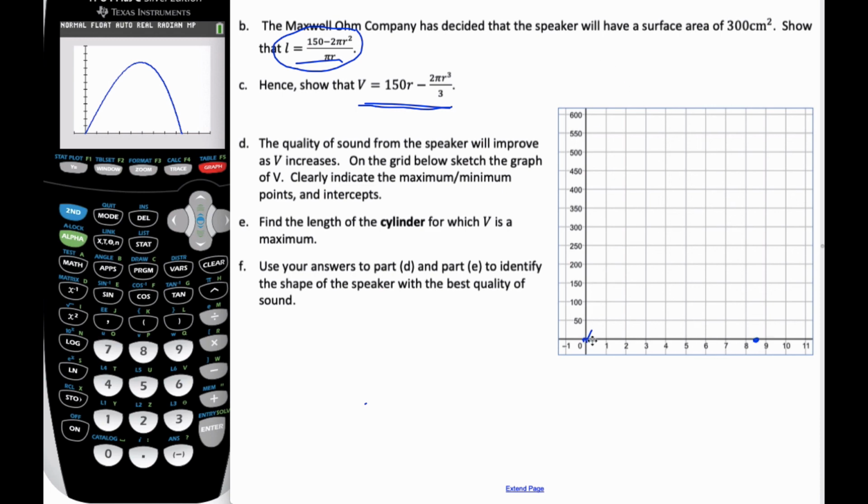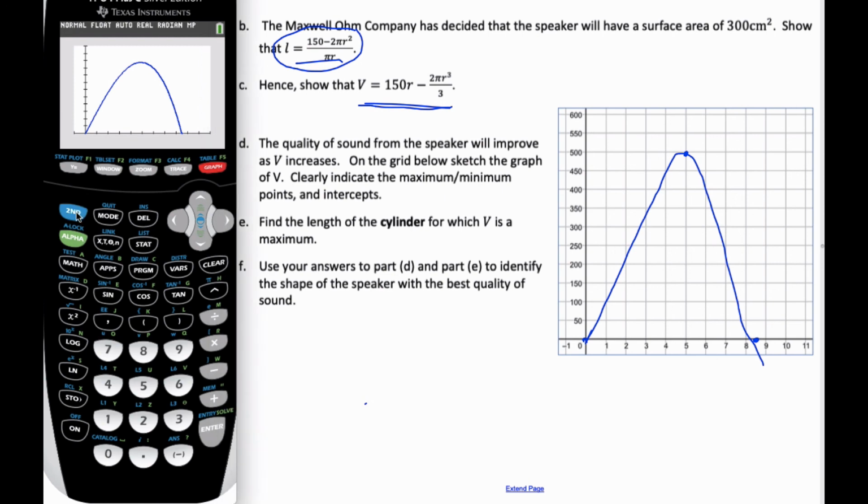It's here at 0, 0. The maximum is at about 1, 2, 3, 4, 5, and up to here about 500. So 5 and 500-ish. So somewhere around here. And I'm going to sketch it to be like that. Okay, it wants me to clearly indicate maximum, minimums, and intercepts.